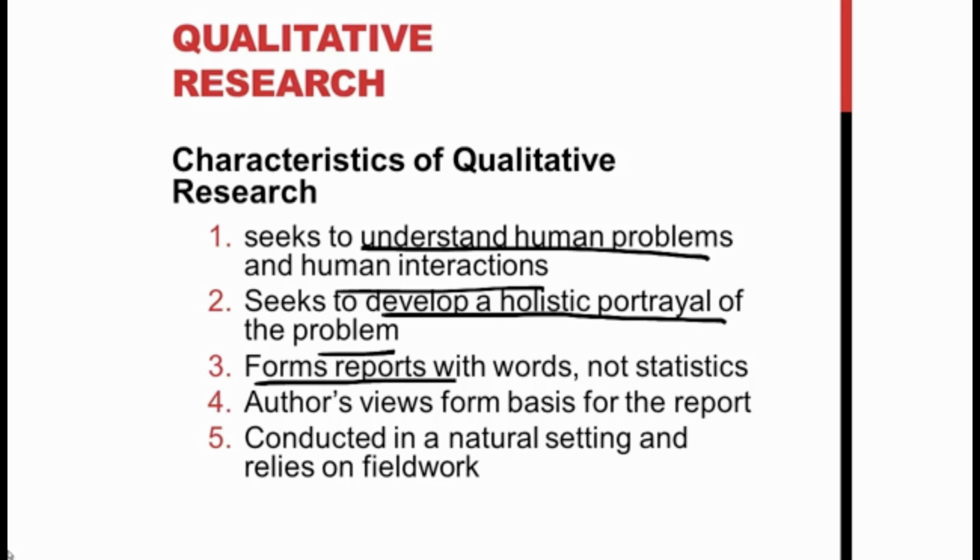Qualitative research forms reports with words rather than statistics. The author's viewpoint forms the basis for the report. That is, their opinions, their perceptions are all critically important to a qualitative research study. Whereas in a quantitative research study, opinions and perspectives generally are not considered in the analysis.